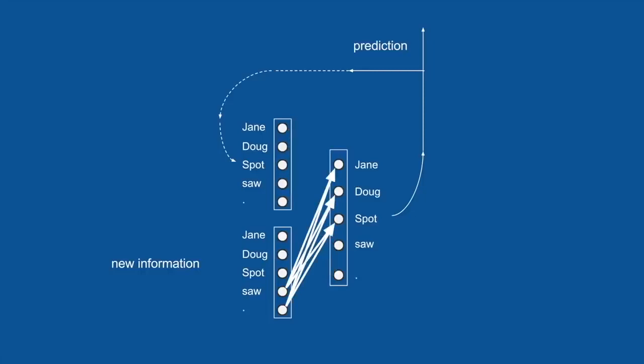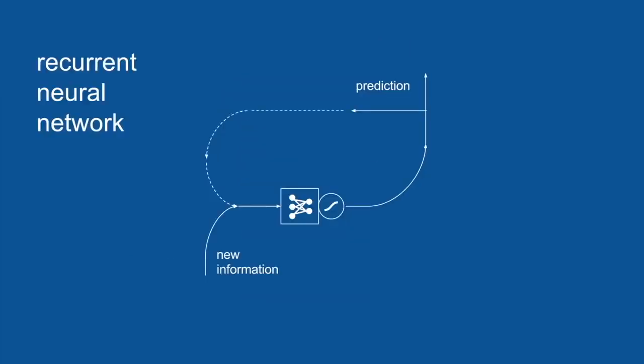And then by a similar method, anytime we come across the word saw or a period, we know that a name has to come after that. So it will learn to vote very strongly for a name, Jane, Doug, or Spot. So in this formulation, we have a recurrent neural network. For simplicity, I'll take the vectors and the weights and collapse them down to that little symbol with the dots and the arrows, the dots and the lines connecting them.